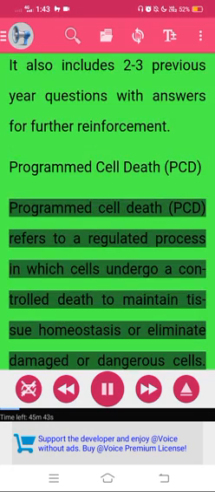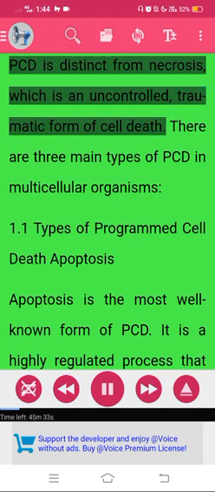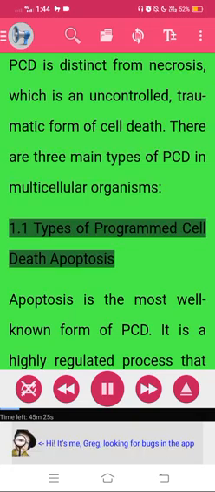Programmed cell death (PCD). Programmed cell death refers to a regulated process in which cells undergo a controlled death to maintain tissue homeostasis or eliminate damaged or dangerous cells. PCD is distinct from necrosis, which is an uncontrolled, traumatic form of cell death. There are 3 main types of PCD in multicellular organisms. 1.1 Types of programmed cell death.